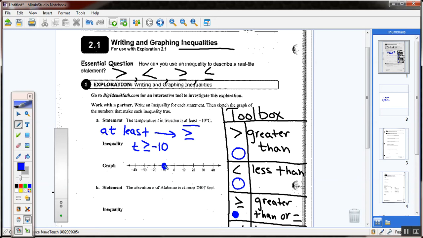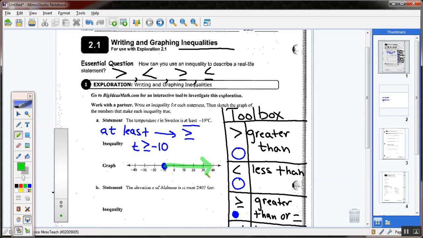Now, are the temperatures going to be warmer or less than negative 10? It's going to be warmer, right? When I say it's at least 20 degrees out, it means it's 20 degrees or warmer. If I say I need at least 10 people to help me, is 7 going to cut it? No. I need 10 or more. So at least means greater than or equal to. To indicate all the numbers that are warmer than this, we would shade to the right.